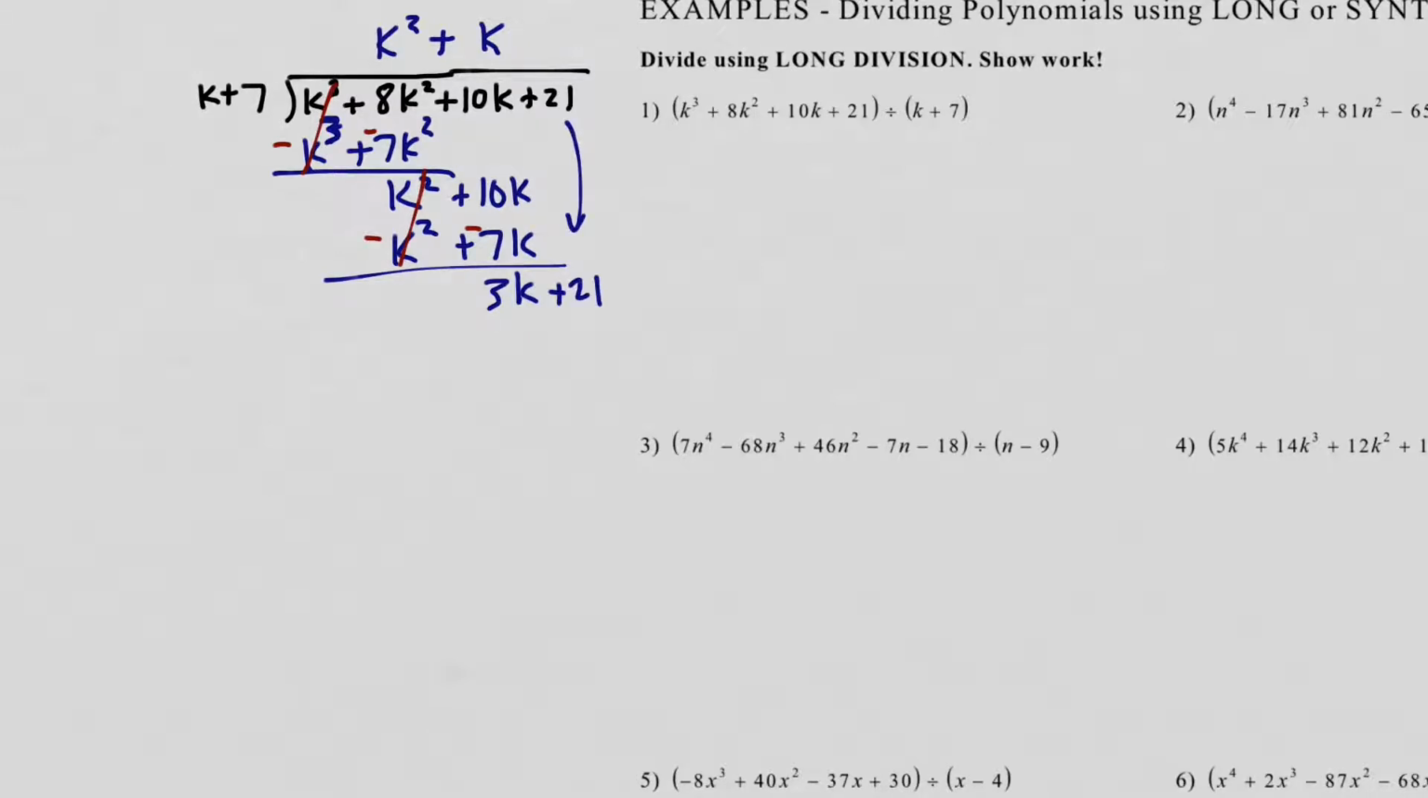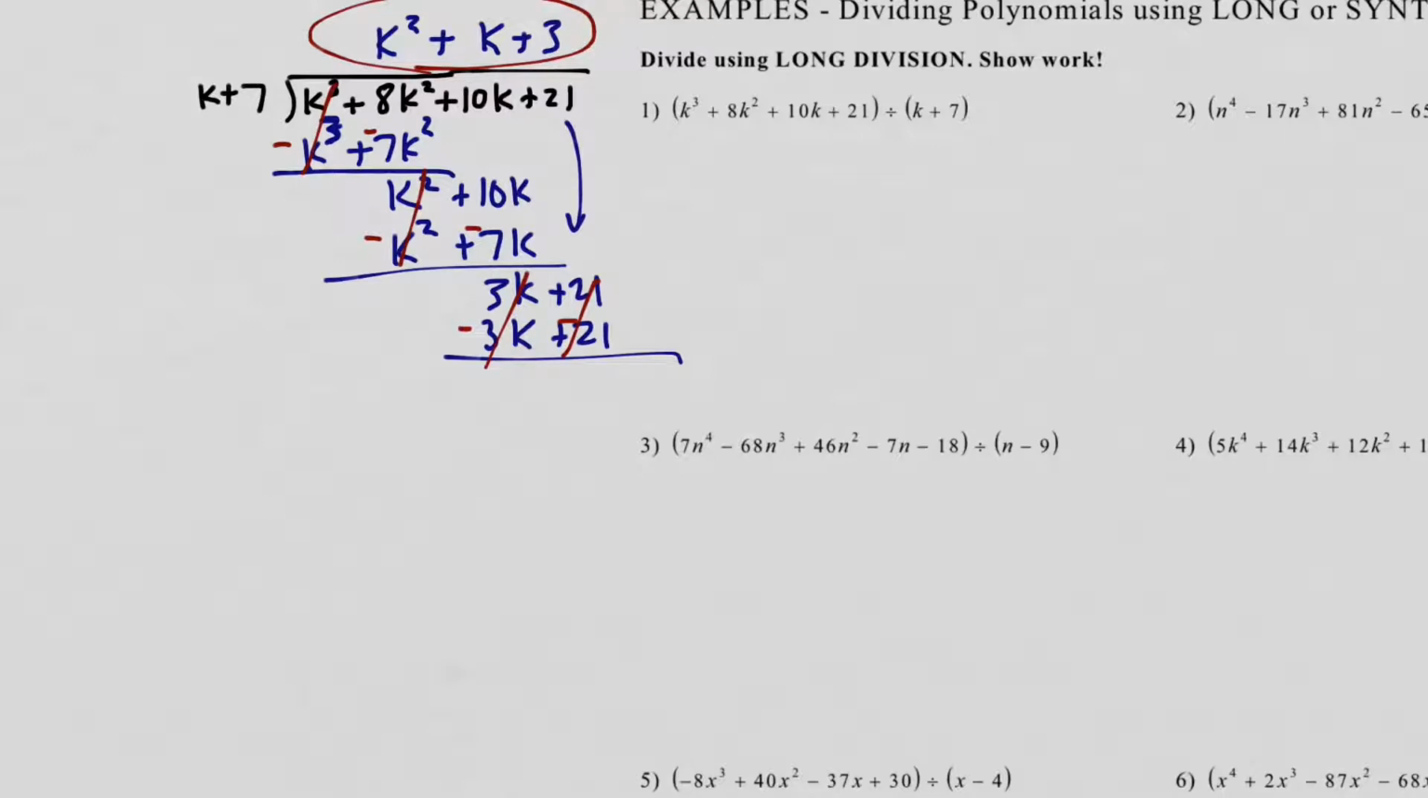So 21 comes down. We now need the k times the value here to be 3k. So we're going to put a plus 3. So 3 times k gives you 3k. 3 times 7 gives you 21. Change the sign of each. Subtract. 3k's cross out. 21's cross out. So there is actually no remainder. So there's the answer when we divide.